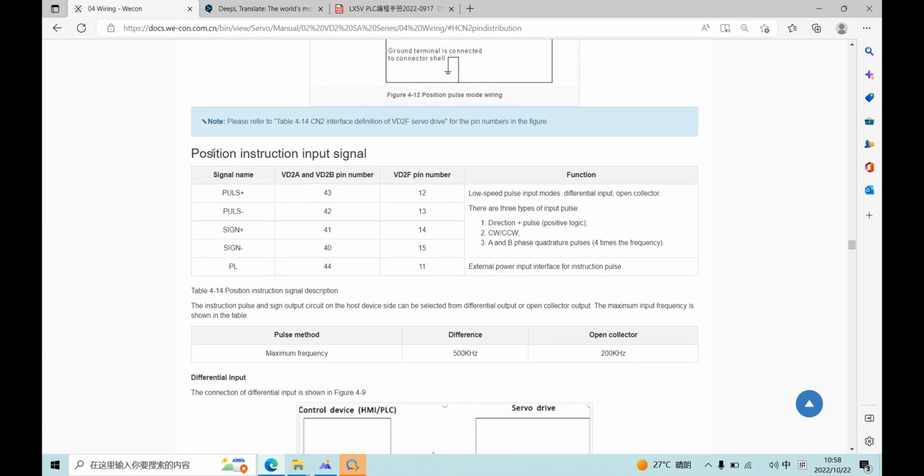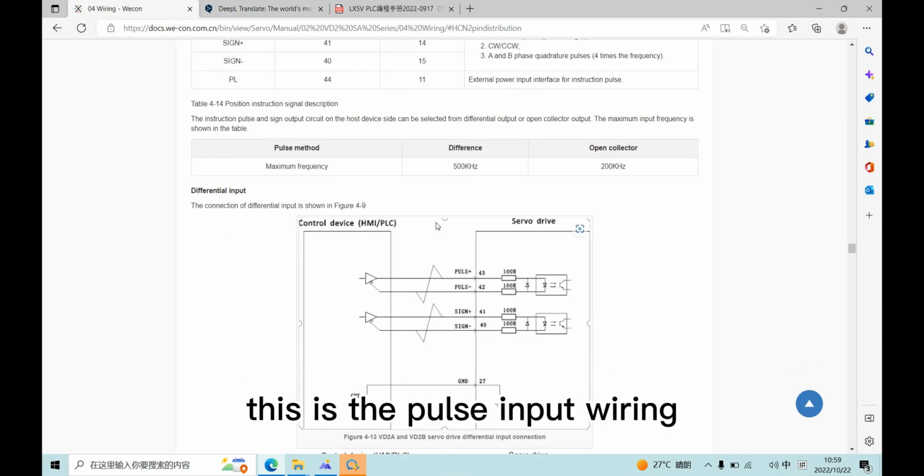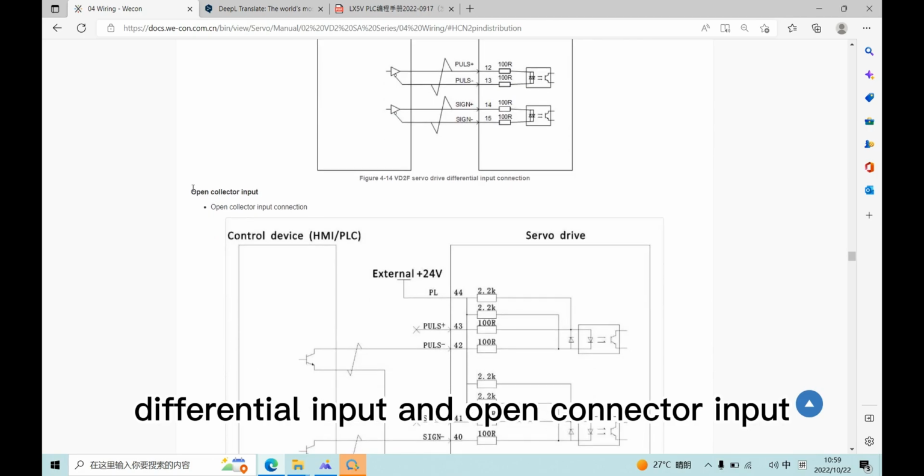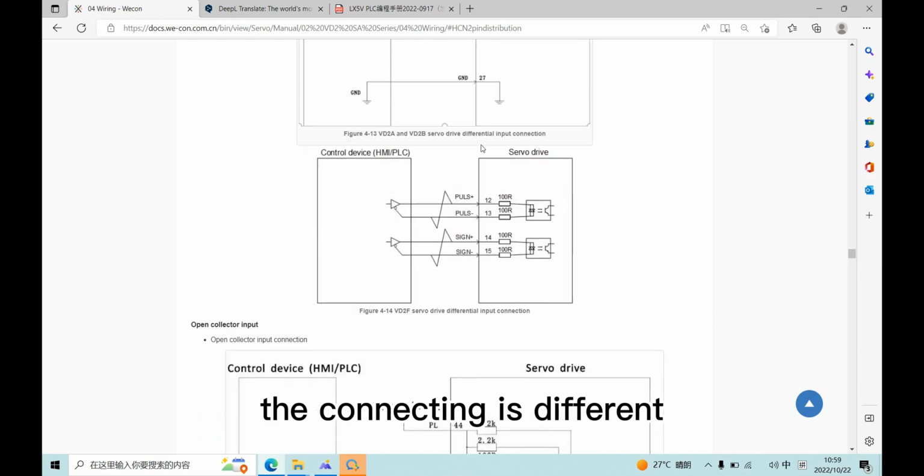This is the pulse input wiring, the differential input and the open collector input. The connecting is different.